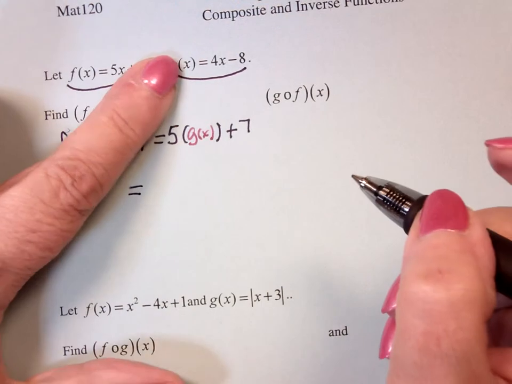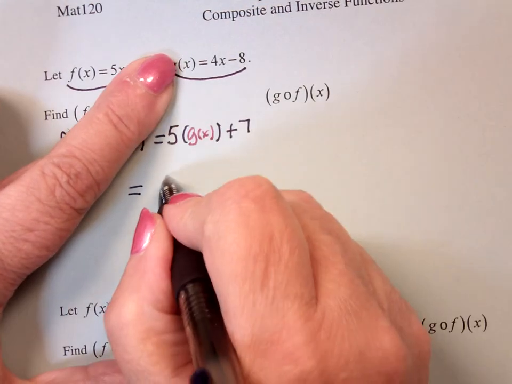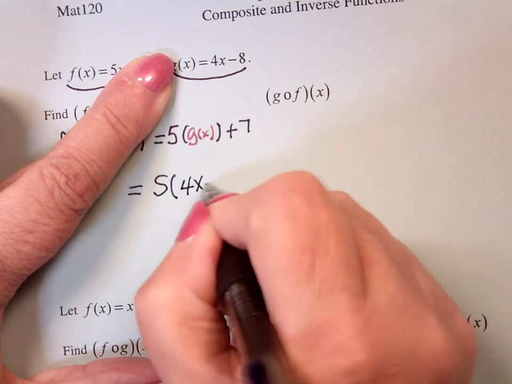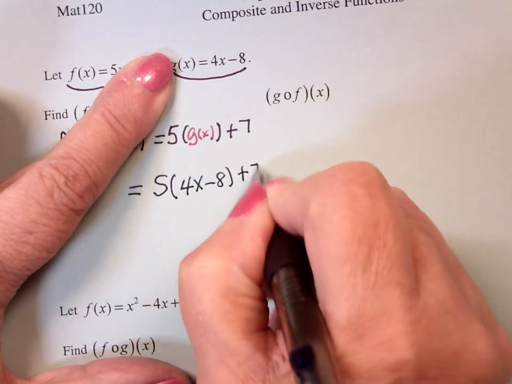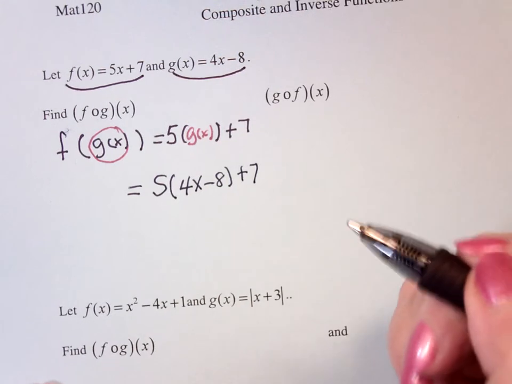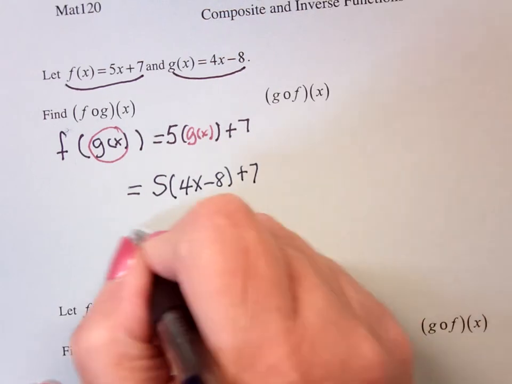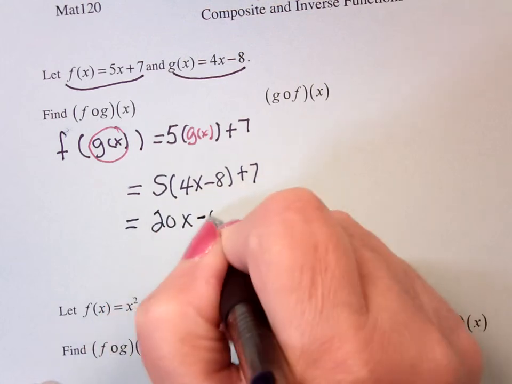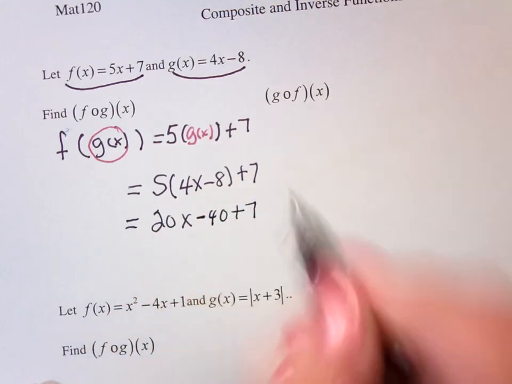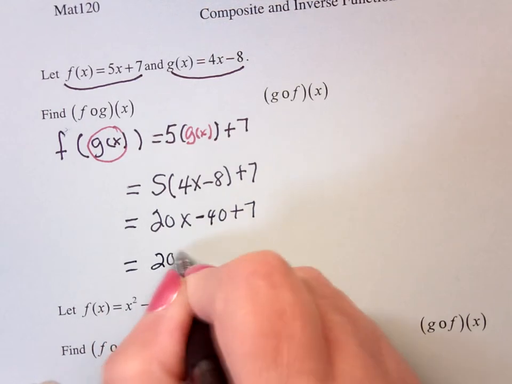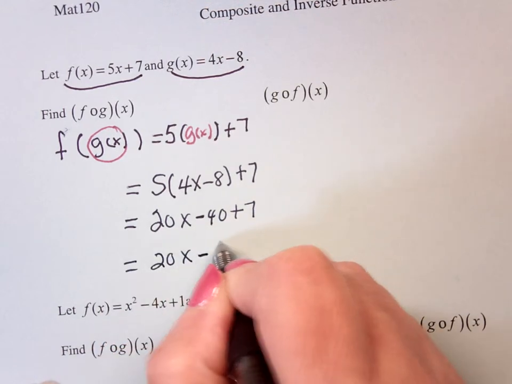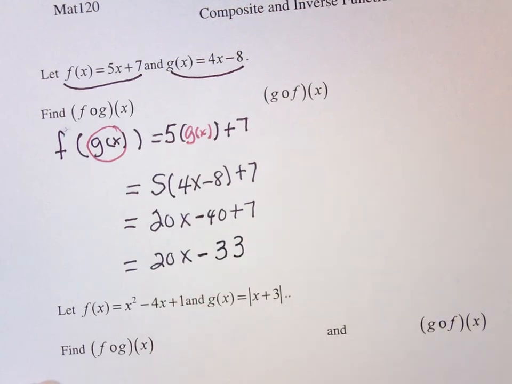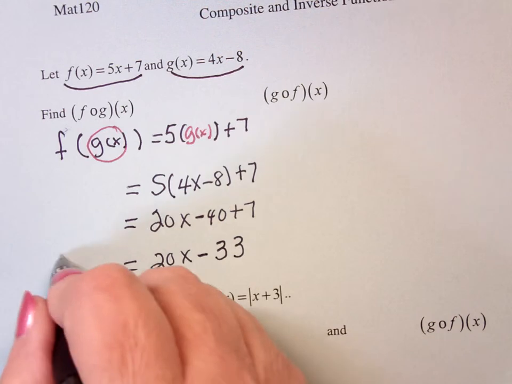Now I look up and see that g is 4x minus 8, so this becomes 5 times g of x, which is 4x minus 8, plus 7. Remove parentheses. This is 20x minus 40 plus 7, which is 20x minus 33. So that's what f o g is.